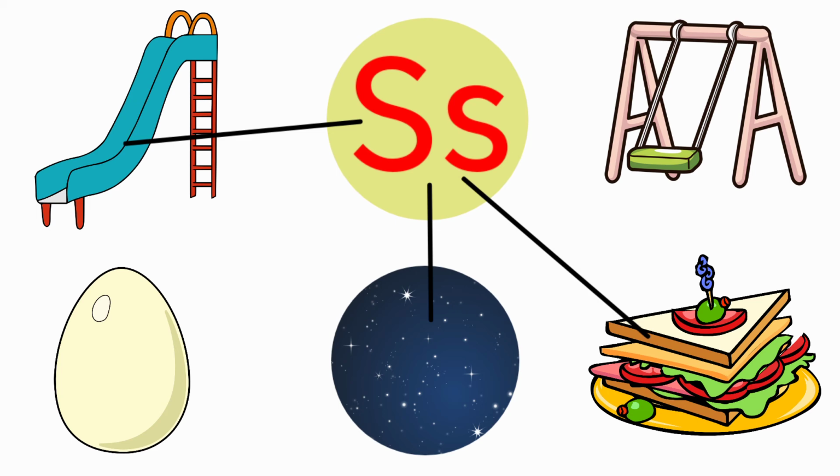Next picture, swing. Swing. The beginning sound of the picture swing is S. The sound of the letter S is S. Both are same sounds. So we are going to draw a line from letter S to swing.